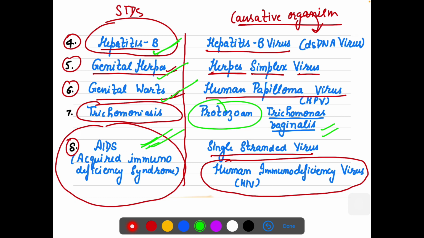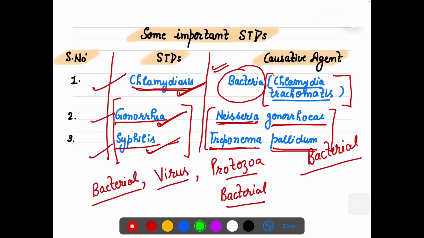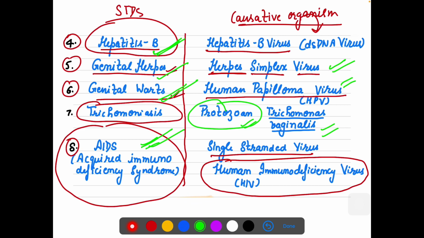Even in the 9th class we talked about hepatitis B also, hepatitis B virus, right? Genital herpes, herpes simplex virus, and warts, that is the human papilloma virus. Trichomoniasis is because of the protozoa, right? So these are a few examples of sexually transmitted diseases which should be known to you.